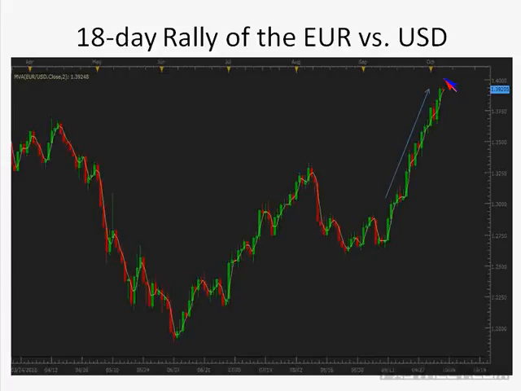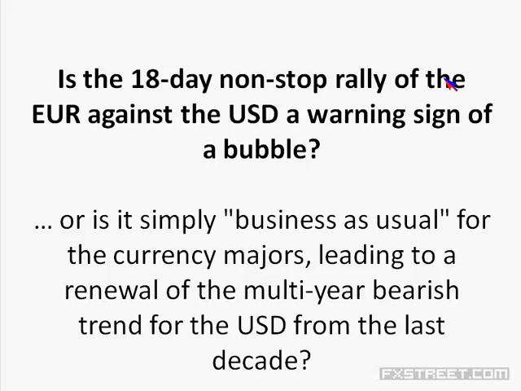18 beautiful days, Anna says. Yes, if you're on the right side of the trade, they can be very beautiful days. But imagine the pain that euro shorts have experienced in the last 19 days, where the euro has been going up non-stop for 19 consecutive trading sessions. So what should we make of the euro's rally for 19 consecutive straight days?